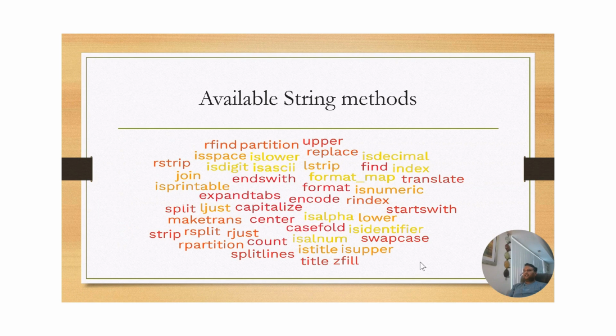Now there are lots of string methods available in Python. As you can see in this word cloud, we have upper, replace, find, is numeric, format, ends with, capitalize, case fold, title. So we'll go over a few of them in our live demo, and then you can do your own practice at home. And if there are any questions or doubts, you can put them in the comment section.